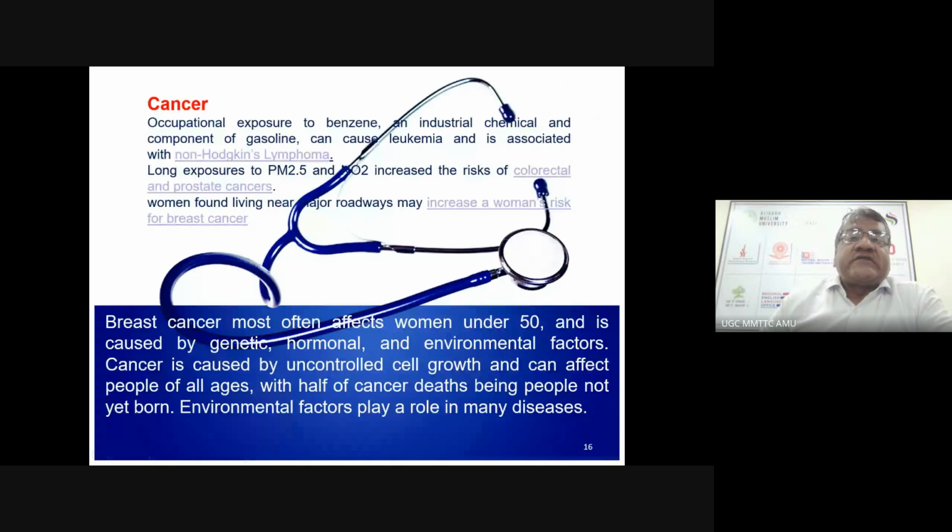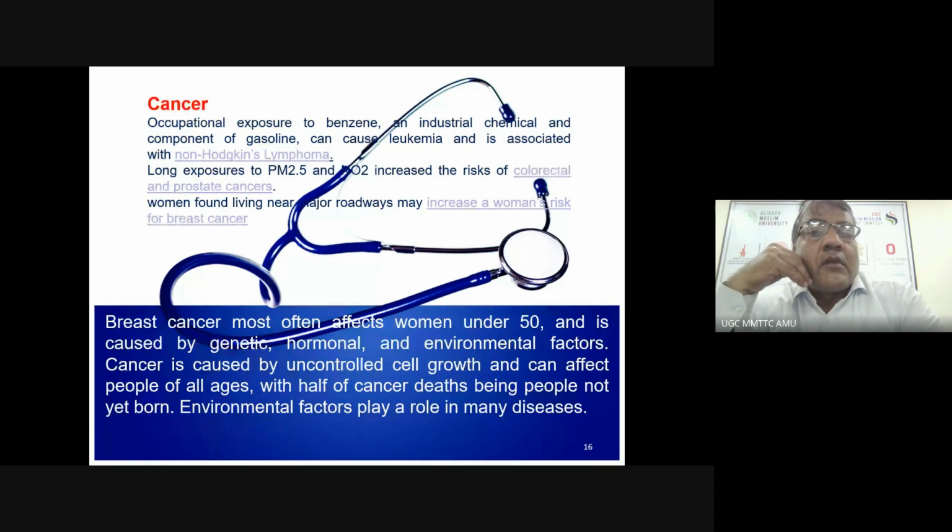Now, what is the effect of this air pollutant on the cells? Like the cancer, occupational exposure to the benzene, an industrial chemical, and a component of gasoline can cause leukemia. Leukemia is basically the cancer of the blood forming cells. And in this leukemia, the white cells are involved. There is no involvement of the red cells, only the white cells.